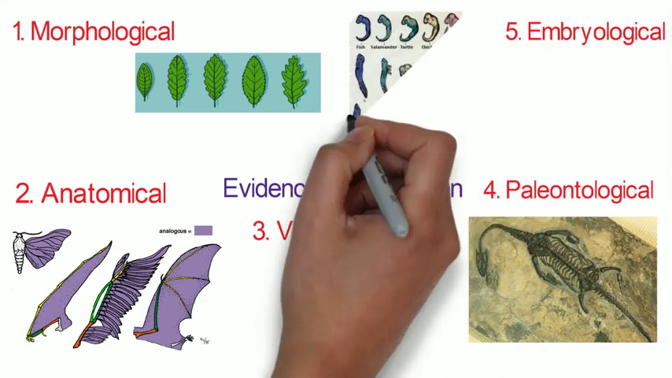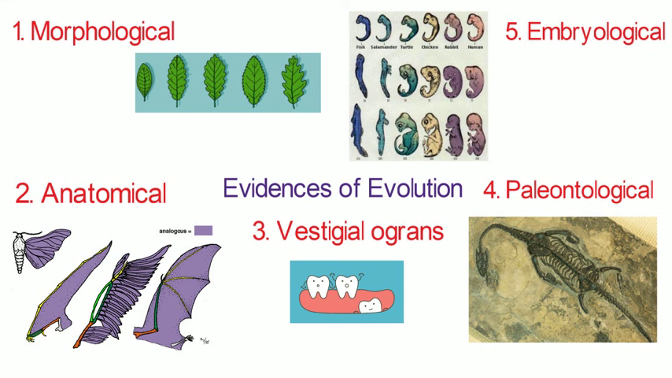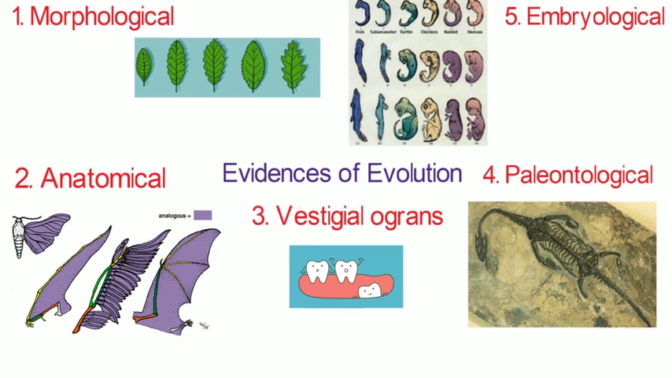And the fifth proof that we can have is embryological evidence. If we compare the initial stages of all the embryos, we can see that there are similarities in all the organisms that have evolved from a common ancestor. So all these proofs give us a strong belief in how evolution happened. So this is the proof that we have.